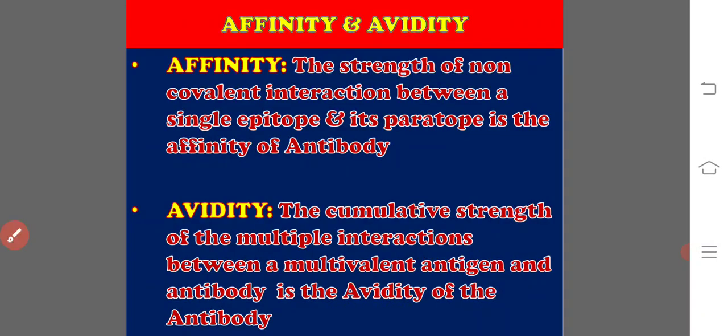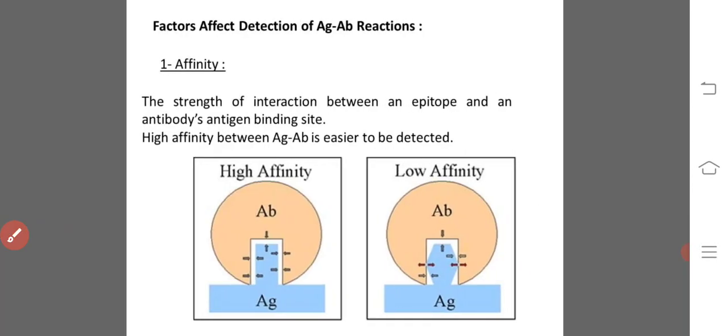Let us see some illustrations regarding affinity and avidity. Here we are observing the high affinity. The blue one is the antigen and the orange one is the antibody. Here there is more affinity, so antigen and antibody move towards each other. Whereas here you can see low affinity. Whenever you compare with the high affinity, where the antigen and antibody move towards each other, here such a phenomenon is not at all seen. They do not move towards each other, they are going away from each other. So that is low affinity.